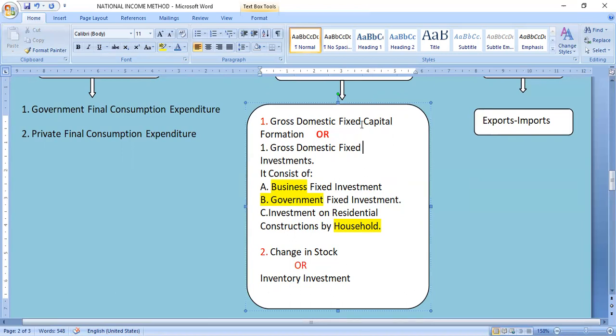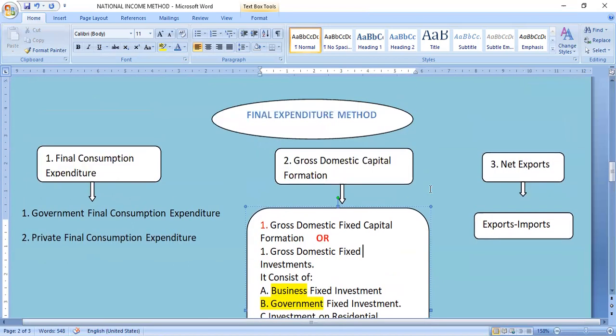But if fixed is given, one part is left: inventory. Both are very important, one is fixed and one is inventory. If fixed is given, then we have included inventory. But if gross domestic capital formation is given directly, it means both are already included. And the last one left is net export, export minus import.